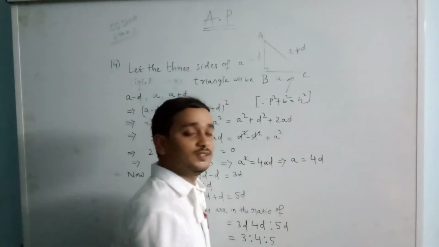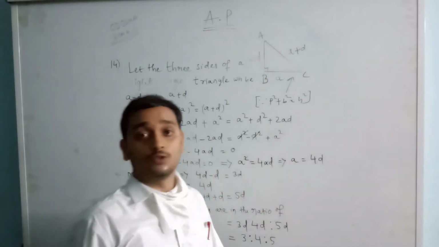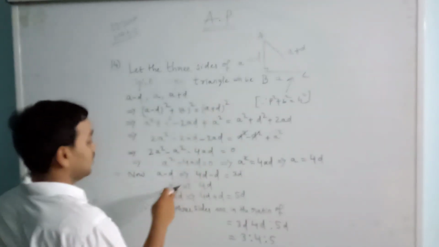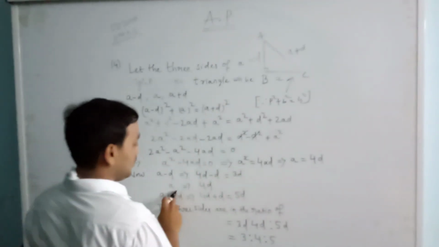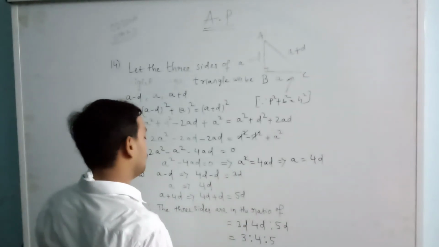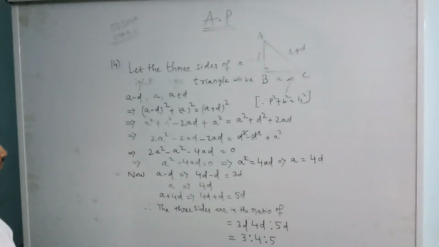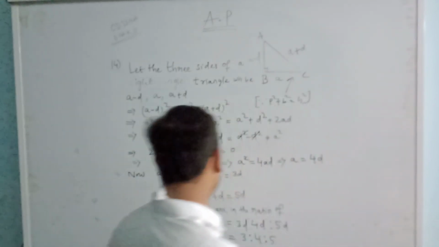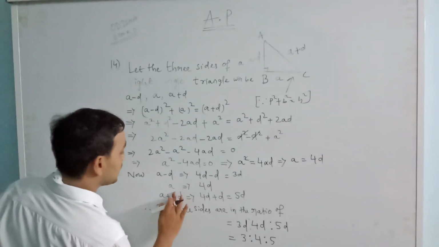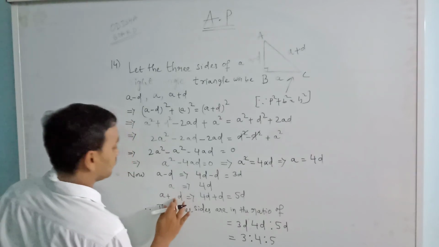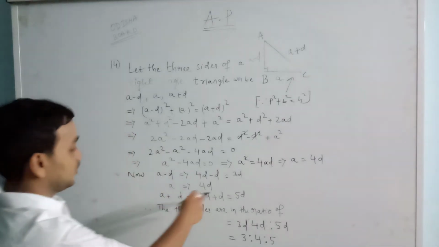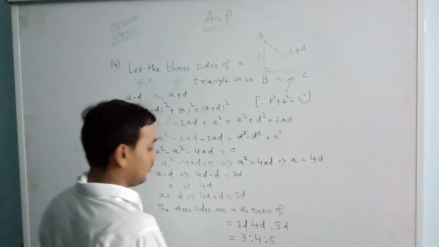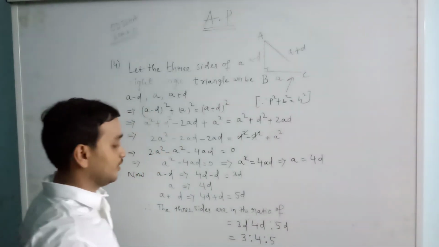Last, what we got, a is equal to 4d. But there are three numbers, what, a minus d, a, a plus d. So a minus d is equal to 3d, a is equal to 4d, a plus d, 4d plus d is equal to 5d. So the three sides are in the ratio of 3d, 4d, 5d.